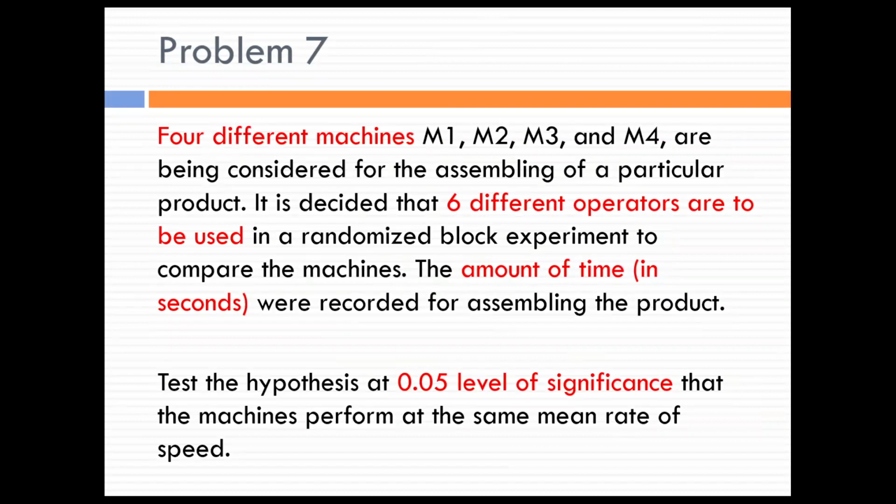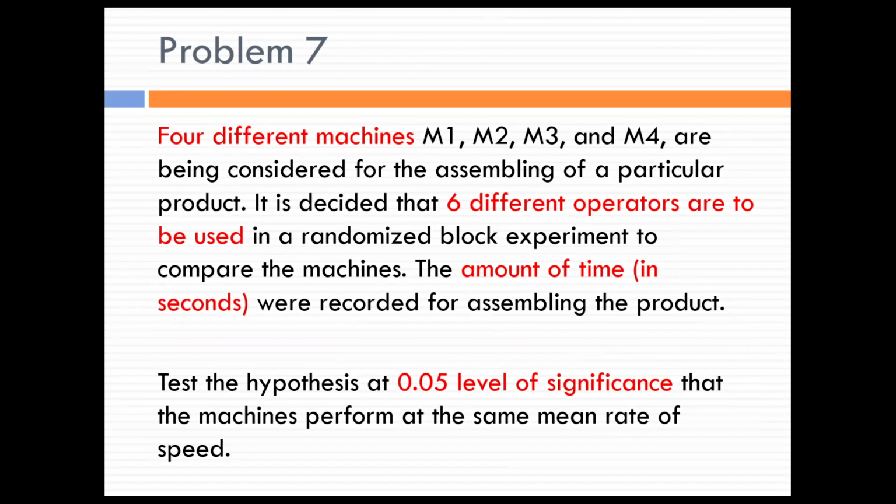So we have 4 different machines, M1, M2, M3, and M4 that are being considered for the assembling of a particular product. And it is decided that 6 different operators are to be used in a randomized complete block design. So ito yung example na sinasabi ko kanina, no? Yung operators and machines. So the amount of time in seconds were recorded for assembling the product. So test the hypothesis at 0.05 alpha that your machine performs at the same mean rate of speed. So meaning walang difference yung machines natin.